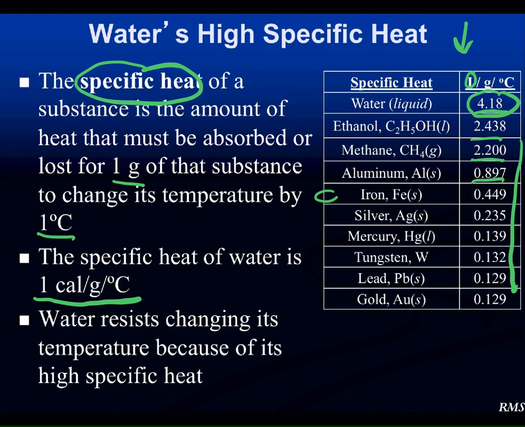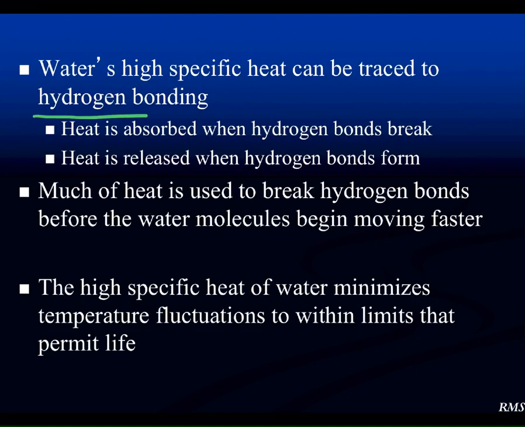Water can absorb and release large quantities of heat energy without actually changing its temperature. And that's because it has a high specific heat, and that's because of hydrogen bonds. So those hydrogen bonds are what has to be broken and reformed as water is gaining and releasing heat. So heat is absorbed when the hydrogen bonds break, and heat's released when hydrogen bonds form. So much of the heat that you're putting into water to make it move faster first goes into breaking those hydrogen bonds.